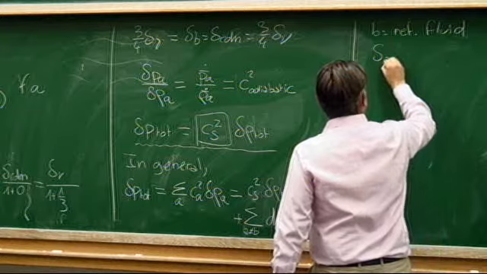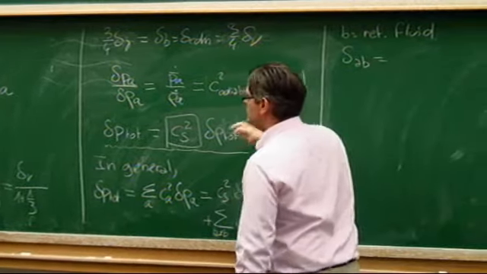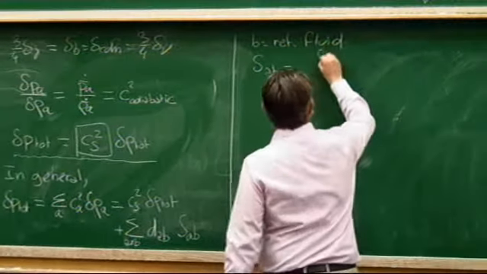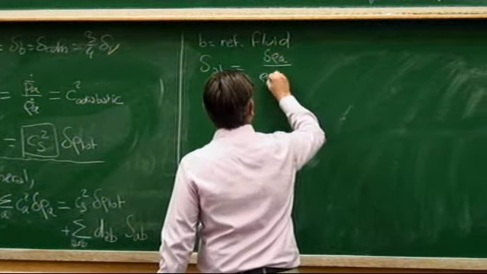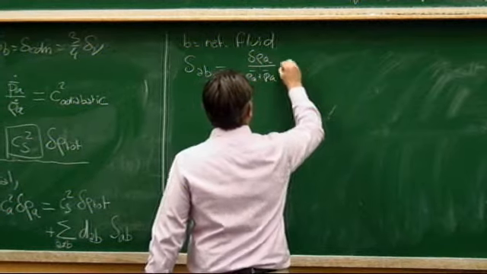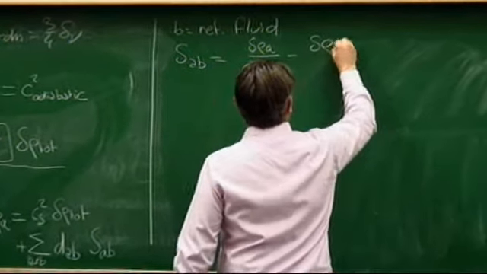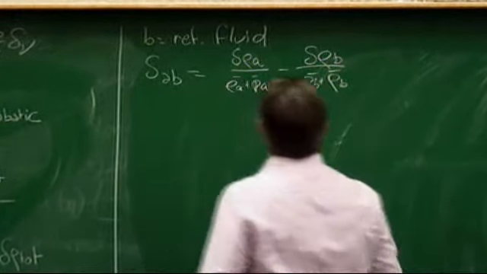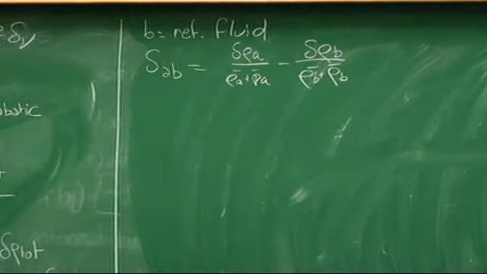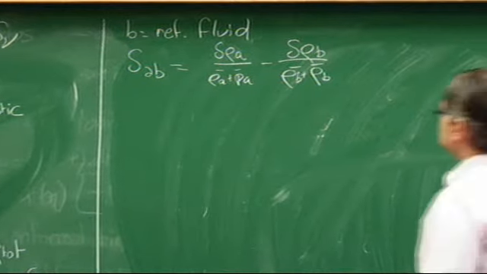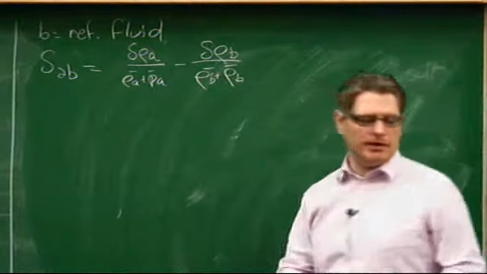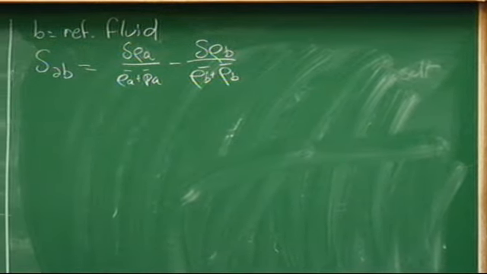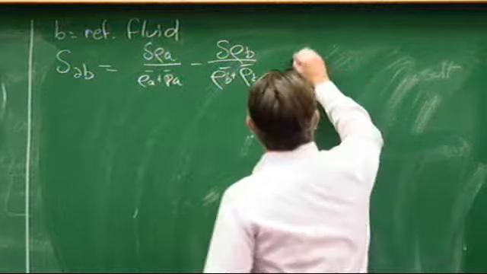S_AB is defined as the difference between the terms that would be equal with adiabatic initial conditions. Delta rho_A over rho_A bar plus P_A bar minus the same for B. So this difference is non-zero in general. It's called an entropy perturbation. It's like a shift between the internal degrees of freedom of the fluid. So this is an entropy perturbation.